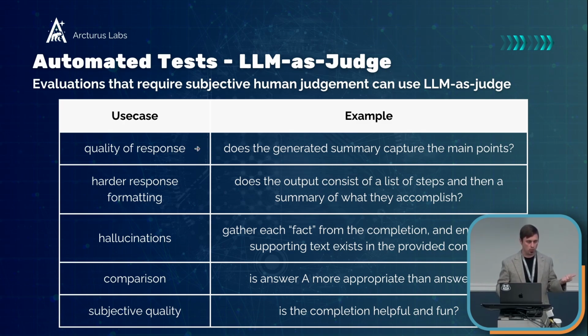Does it capture the main points? You can list the points and then have the text. So you can still do kind of like this, here's my context, here's the expected output, but instead of exact matching, you're doing, does it at least hit these high level points? Harder response formatting. Is it going to be a paragraph and then a list of steps? You can do stuff like that. Hallucinations. Given this output, does it actually at least map back to facts that we learned from the input? Comparison. Is this output better than that output? Subjective quality. Is my assistant fun and helpful and friendly? Stuff like that.